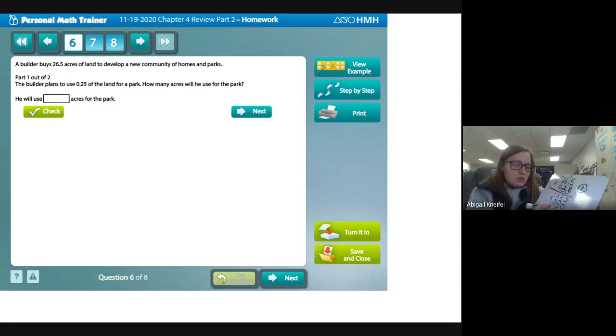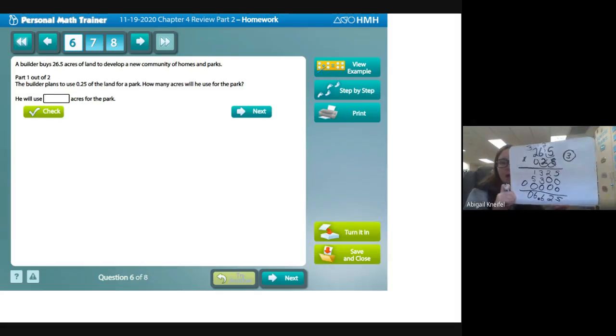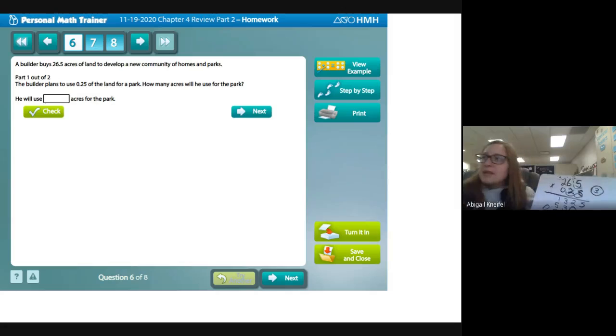Now we got to drop in 2 zeros. And then 0 times 5 is 0. 0 times 6 is 0. 0 times 2 is 0. So I have 5, 2, 6, 6, 0. My decimal needs to go in 2 spots. So how many acres will he use for a park? He's going to use 6 acres and 0.625 for his park.